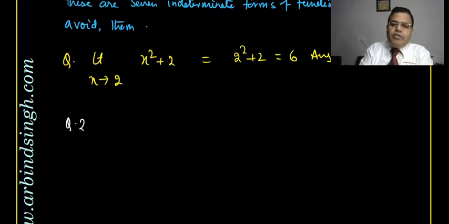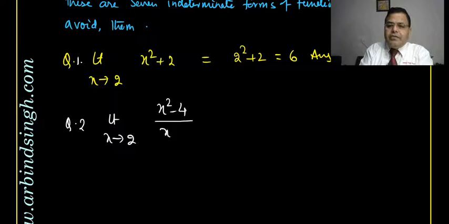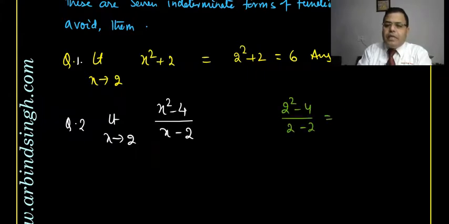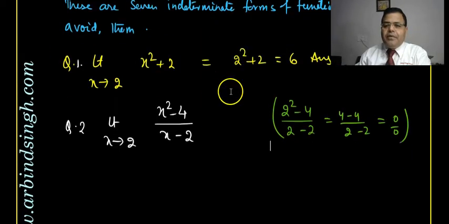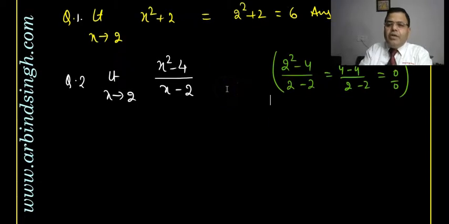For example, another question: limit x tends to 2 of the function (x square minus 4) upon (x minus 2). If I put x equal to 2 here, what will happen? This will be (2 square minus 4) upon (2 minus 2), that is (4 minus 4) upon (2 minus 2), which is 0 by 0. Because it is 0 by 0, it is one of the 7 indeterminate forms.